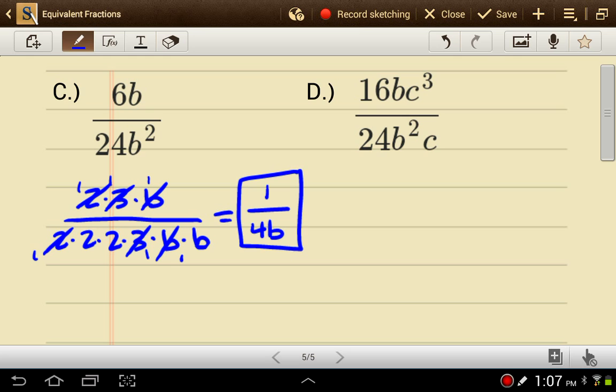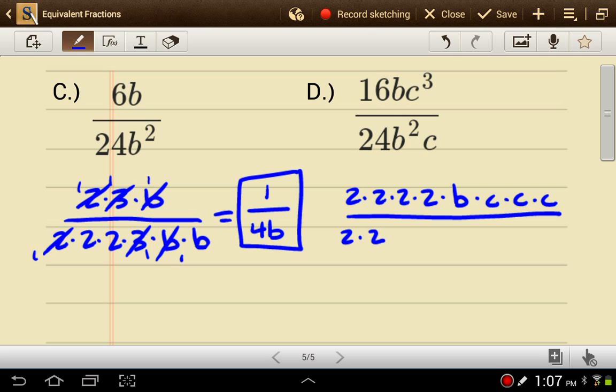And in my last example, I got 16, so that's 2 times 2 times 2 times 2 times b times c times c times c. All over 24 is 2 times 2, same as I just have right there. Again, use your sheets to help you. Times b times c. Okay, this is considered the work, guys. I need to see this on your tests and quizzes, just like this.